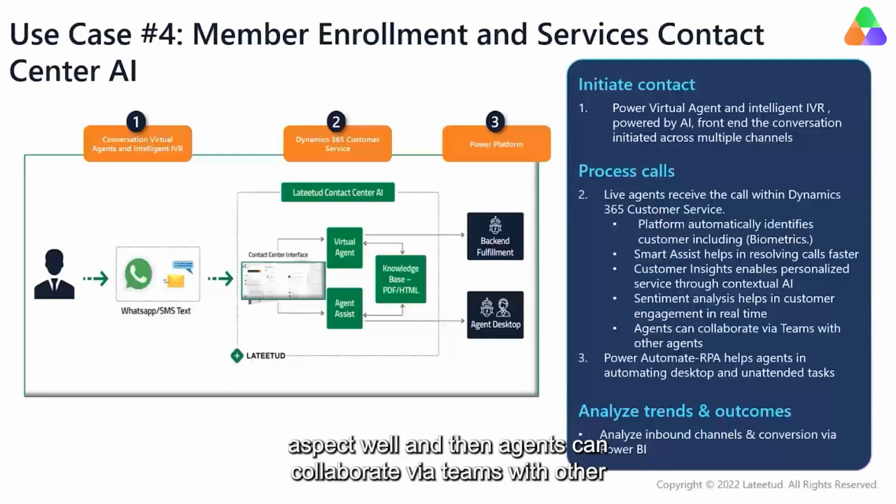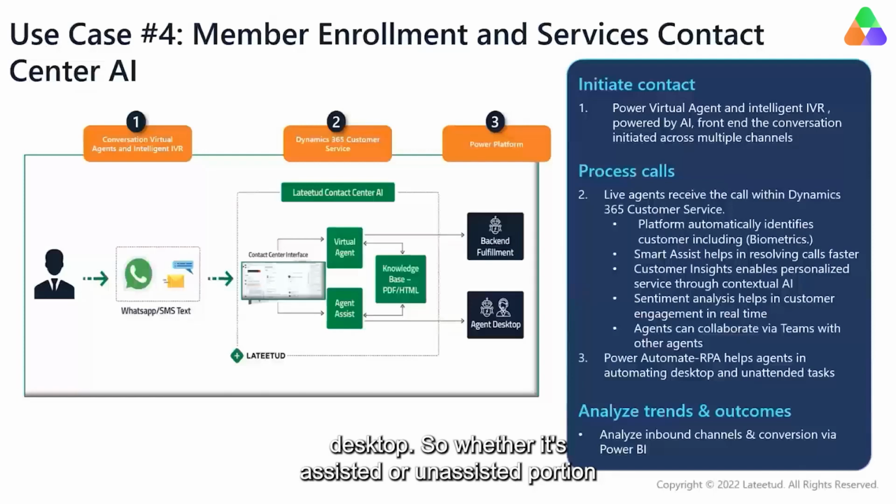And then agents can collaborate via Teams with other agents or supervisors, where the supervisors and teams can actually see the conversation that the agent is having with the member and the customer. And with Power Automate, you see the back-end fulfillment and the agent desktop. So whether it's assisted or unassisted, a portion of the automation can be performed by RPA.